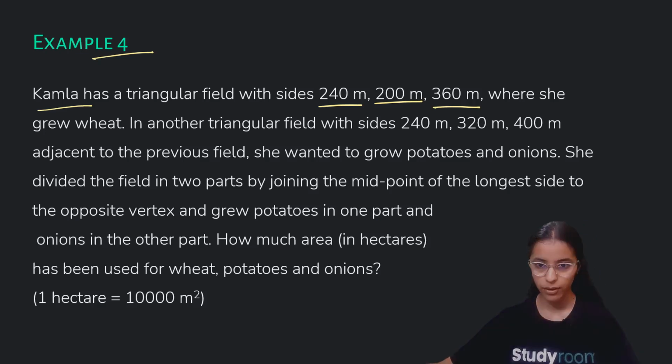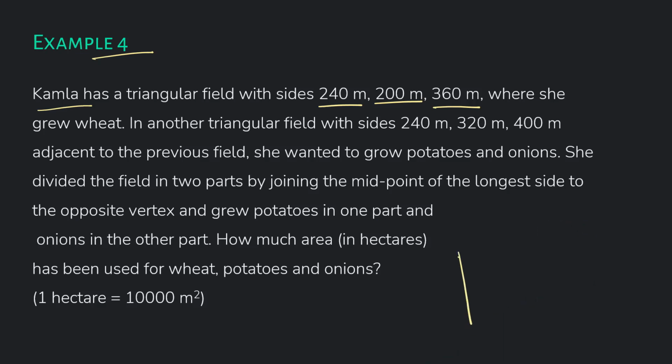Now I'll just draw a field like this. So this is a triangular field. One of the sides is 240 meter, another side is 200 meter, and the other side is 360 meter. Then she grew wheat, where wheat is grown.